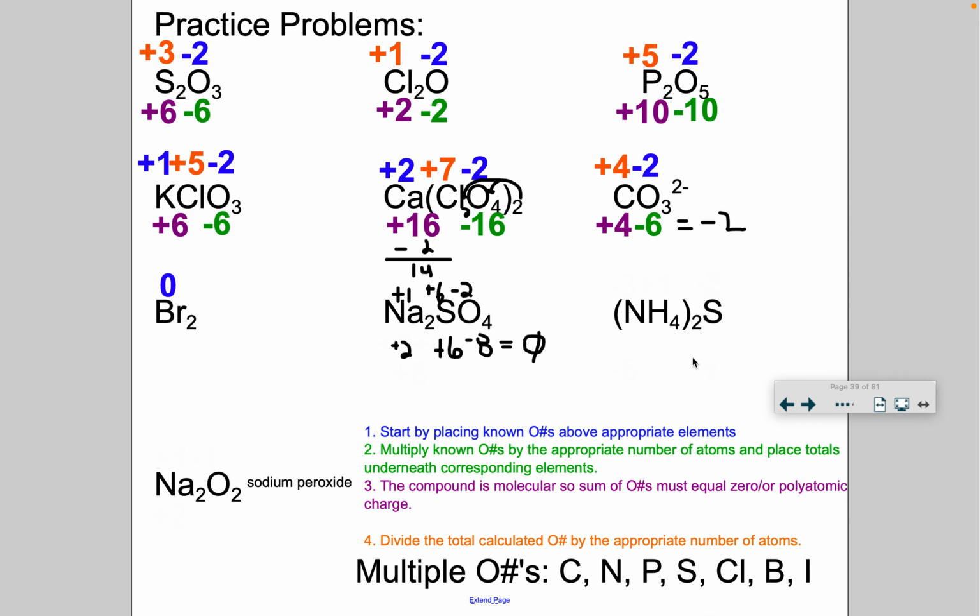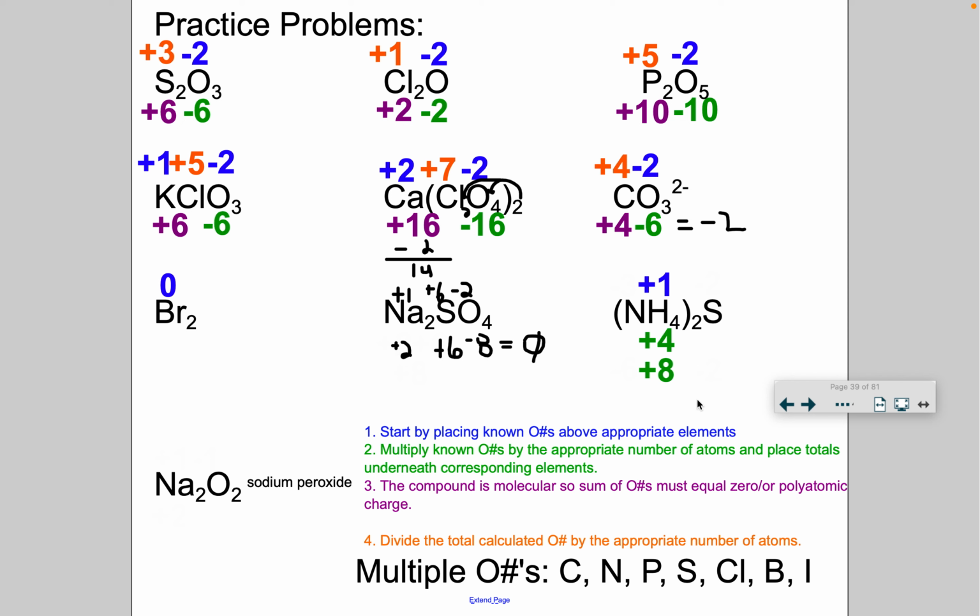(NH4)2S. Okay, I don't see oxygen, and you might be freaking out, but hydrogen is a rule, and you can see it's not bonded to a metal, so its oxidation state is plus 1. But I have 4 of them, so it's plus 4, but that little 2 on the outside, I gotta multiply that. So 2 times 4 is plus 8. So, plus 8.